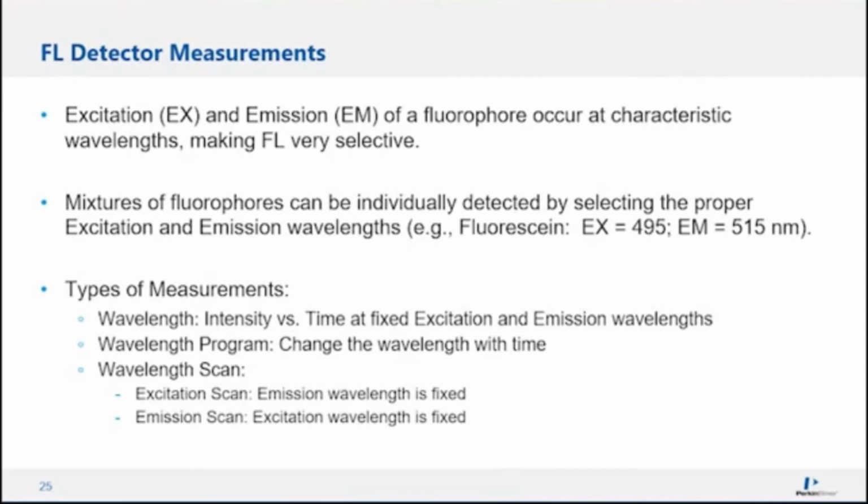Because the excitation and emission of a fluorophore occur at characteristic wavelengths, it makes fluorescence detection very selective. We can utilize this to detect individual components in a mixture by selecting the appropriate excitation and emission wavelengths. We can make the measurements in a variety of ways. We can measure the intensity versus time at a fixed excitation and emission wavelengths. We can do a wavelength program where specific excitation and emission wavelengths are changed at specific times, or we can do scanning of either the emission or excitation wavelengths to glean other types of information.